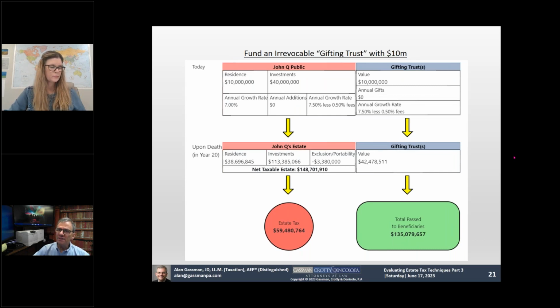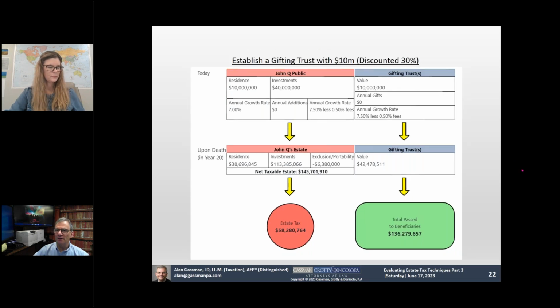But then he says, what can we do even better than that? Well, we could put the $10 million into an LLC, transfer 99% non-voting member interest to the trust, and now, instead of using $10 million of his exemption, he only uses $7 million. So the estate tax is a little bit less. Is that right, Jill? That is correct.